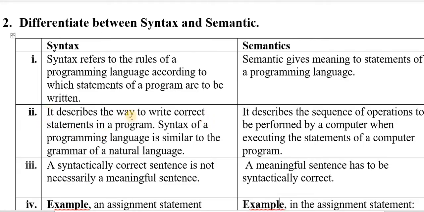Second point, it describes the way to write correct statements in a program. Syntax of a programming language is similar to the grammar of natural language, whereas semantics describes the sequence of operations to be performed by a computer when executing the statements of a computer program. A syntactically correct sentence is not necessarily a meaningful sentence, whereas in the semantic column you have to write a meaningful sentence has to be syntactically correct.